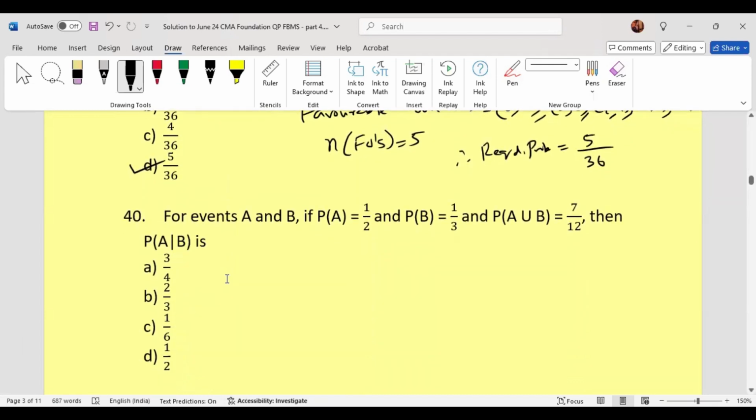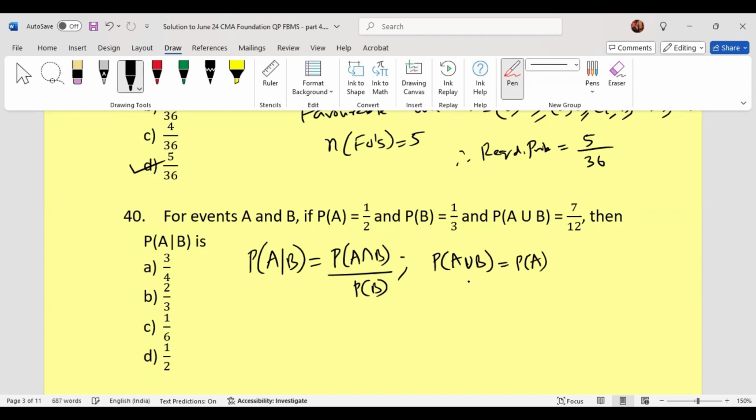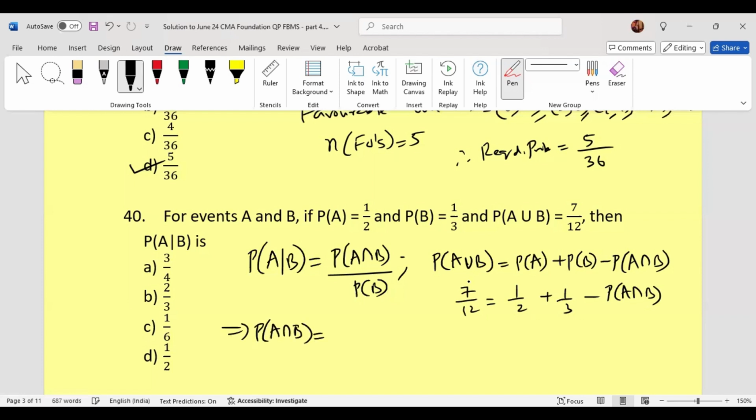40th question. For events A and B, if P of A is equal to half and P of B is equal to 1 by 3 and P of A union B is equal to 7 by 12, then find P of A given B. So P of A given B is the probability of A intersection B divided by the probability of B. We need to find the probability of A intersection B. We know the probability of A union B is P of A plus P of B minus P of A intersection B, which means 7 by 12 should be equal to 1 by 2 plus 1 by 3 minus the probability of A intersection B. Bringing this to the left-hand side, P of A intersection B will be 1 by 2 plus 1 by 3 minus 7 by 12.